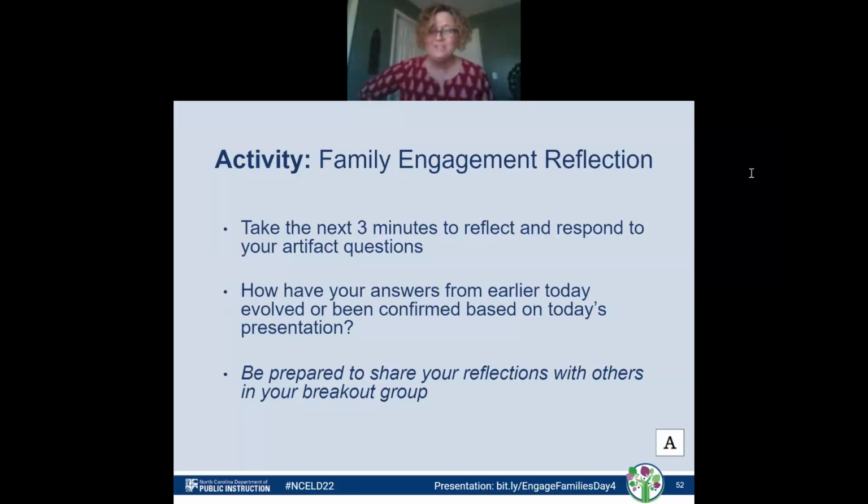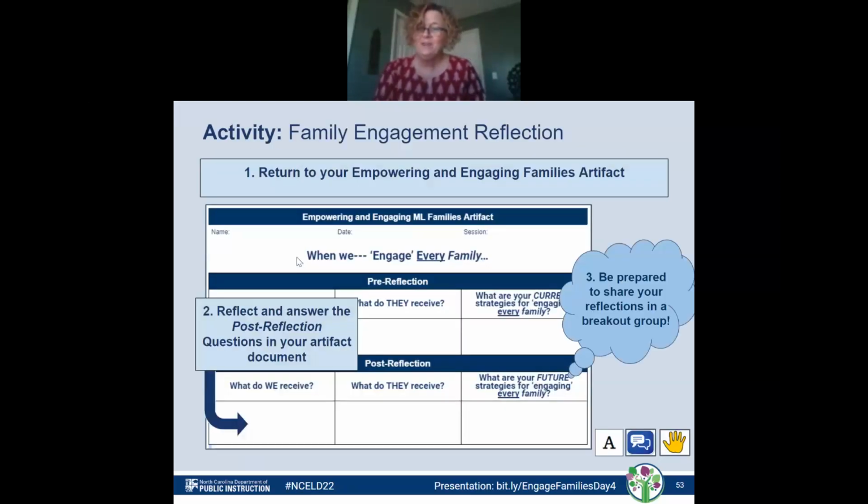We want you to take the next 3 minutes to do a post-reflection. If you will go back to your artifact document, have your answers evolved over time? So if you will click to the next slide, Tim. We would like for you to go to your personalized artifact document, open that back up, and begin answering the post-reflection questions at the bottom.